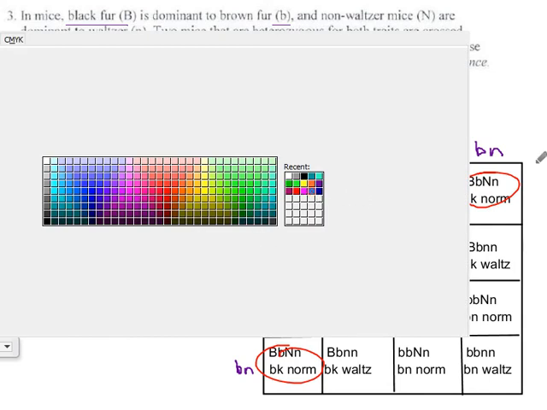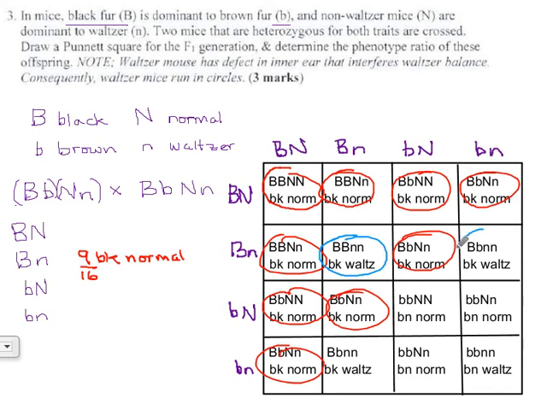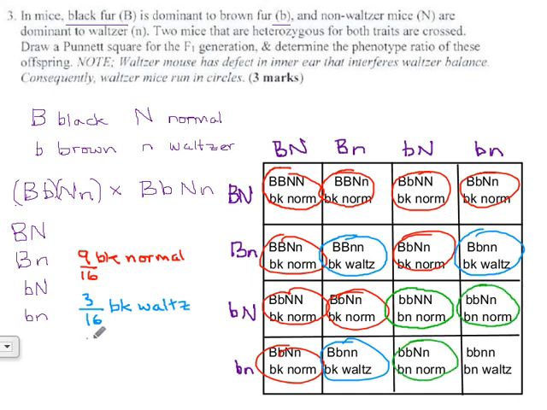What other kinds of mice can we have here? Black waltzer, and 2, and there are 3 black waltzers. No one is surprised. Brown normal, and there's a brown normal, and there's a brown normal, so we have 3/16 of the offspring will be brown non-waltzer. And that leaves one who is double recessive, and they are a brown waltzer. Easy enough.